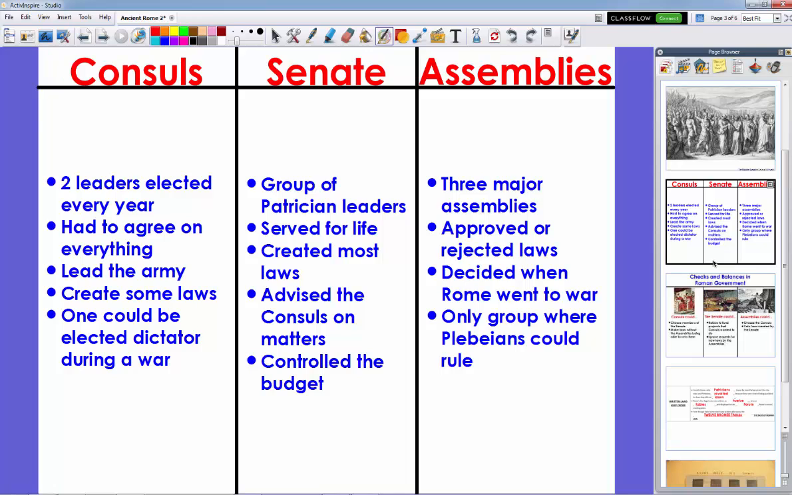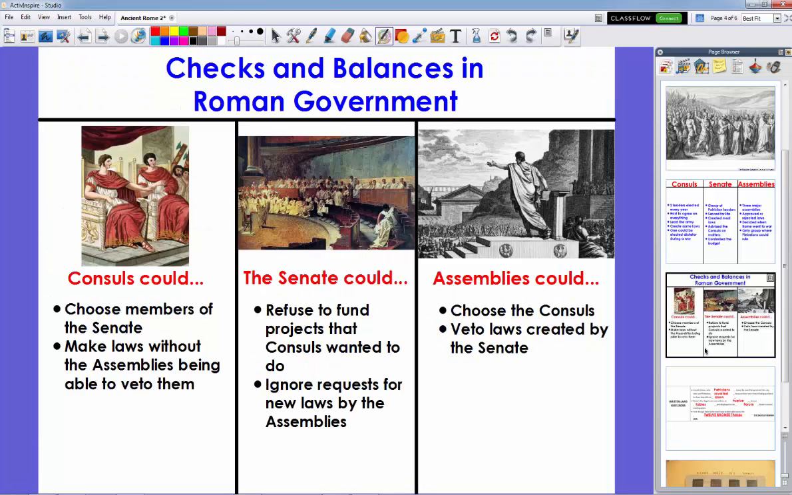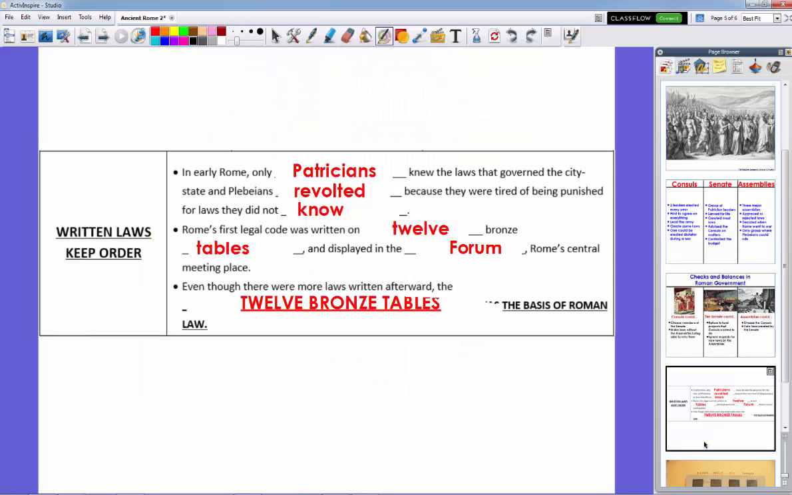Now, these three branches were kept in balance by a system of checks and balances, where the consuls, the Senate, and the assemblies couldn't get too much power in order to rule. The laws for the Roman government originated on 12 bronze tablets because before then, the patricians made laws that the plebeians couldn't know, but they were still responsible for following. And as a result, these 12 tablets formed the basis of Roman law.